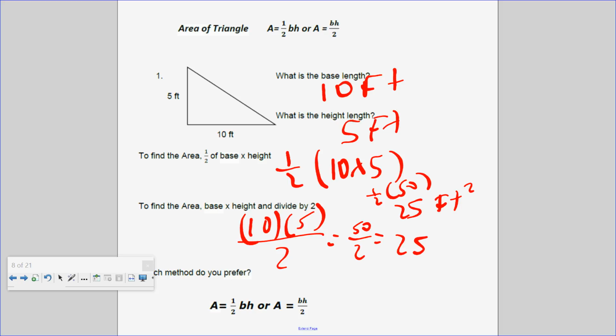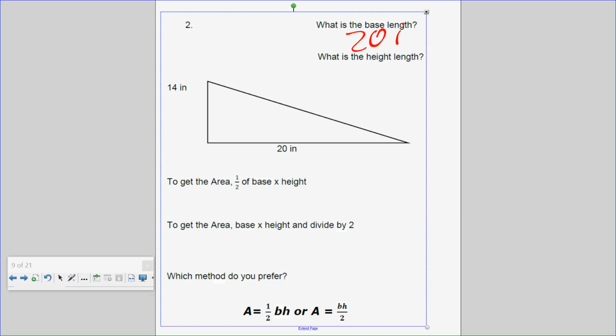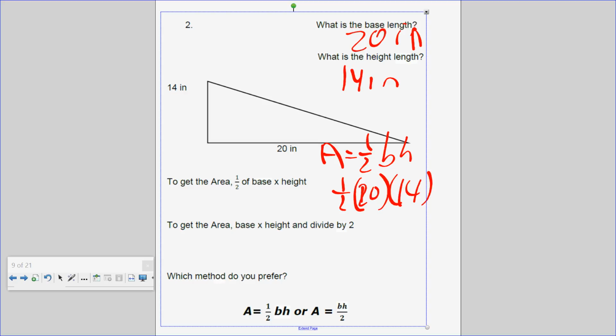Do you like multiplying base times height and then doing half of it, or would you rather do base times height divided by 2? So next one, what is the base length of this triangle? 20 inches. What is the height of this triangle? 14 inches. To get the area, you do half of base times height. So A equals half base times height.